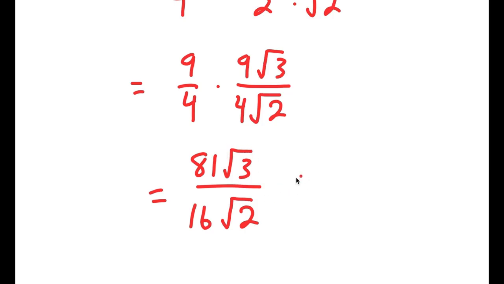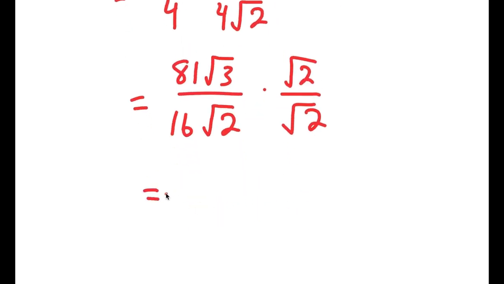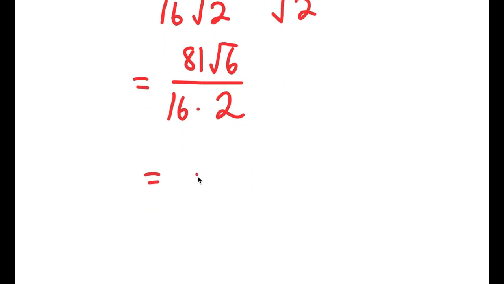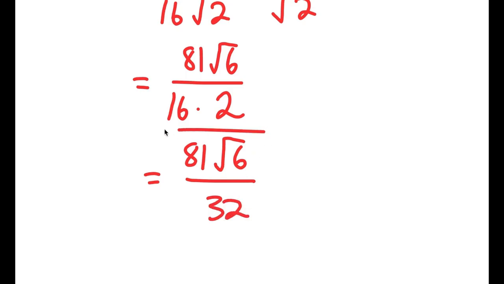And now I'm going to multiply both sides by the square root of 2 over the square root of 2. So now this is equal to 81 times the square root of 6 over 16 times the square root of 2 times the square root of 2 is simply equal to 2. So I get 16 times 2, which is equal to 81 times the square root of 6 over 32. So this is my answer in its most simplified form.